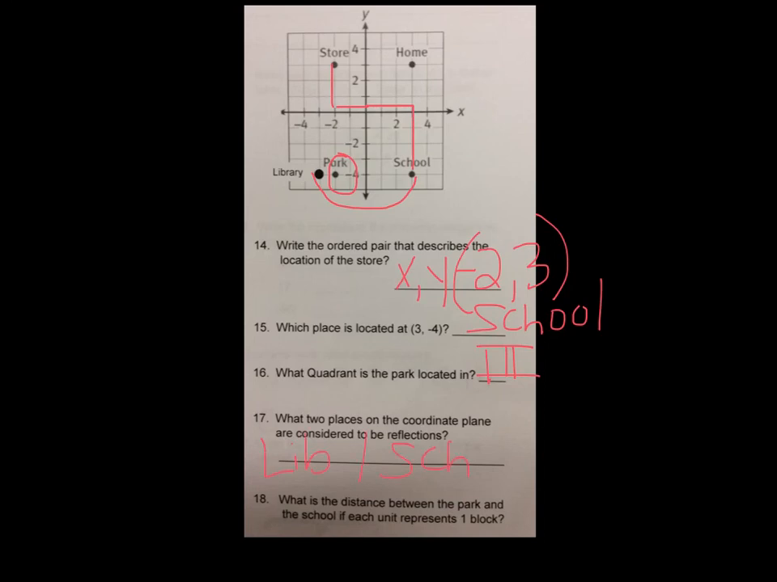And the last question, what is the distance between the park and the school? So if I'm walking from the park to the school, I would take 1, 2, 3, 4, 5 steps. So it would be 5 blocks.